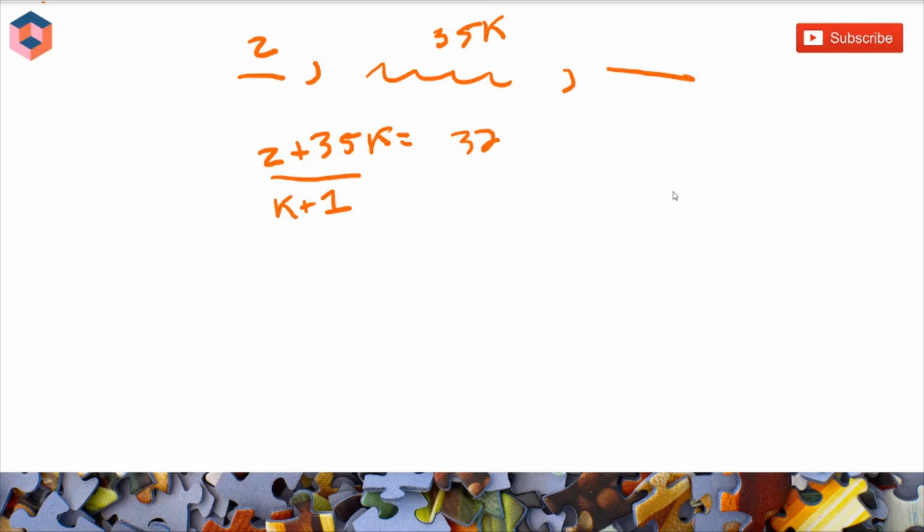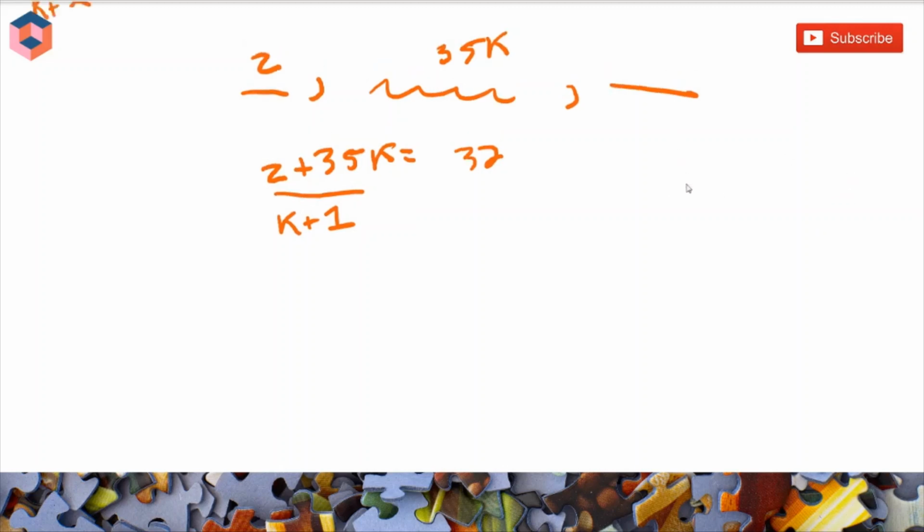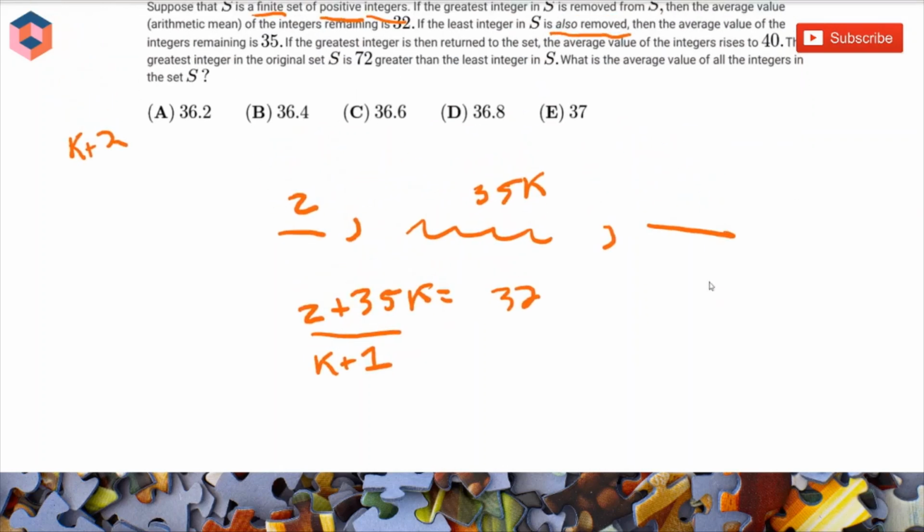Multiplying both sides by k plus 1. So make sure that you see how this works. Basically, I added all the terms and divided by the number of terms to find the mean. And I did this for all the terms except for the greatest term. And they told us that this mean is 32.